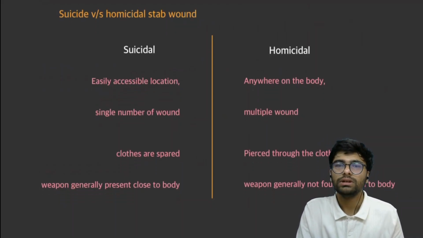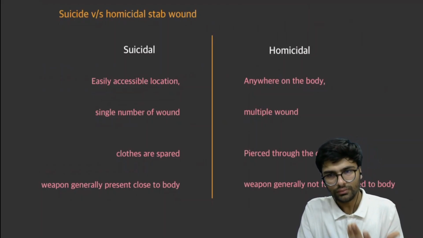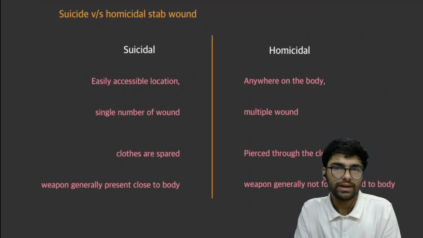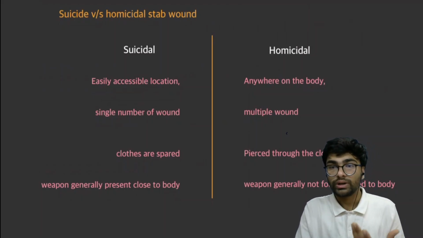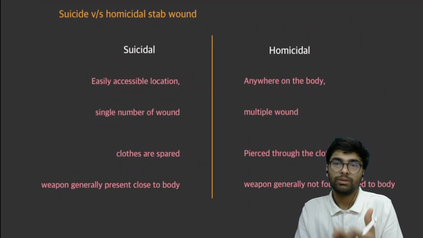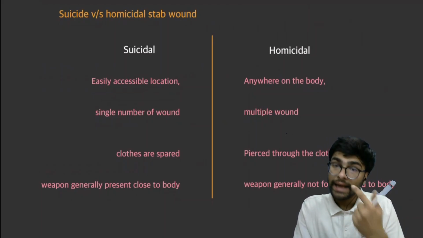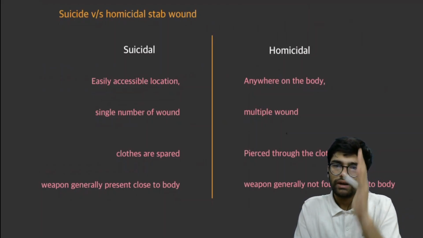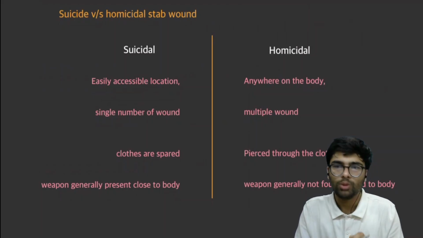Then we have number of wounds. In suicide, it is generally seen that there is a single wound, and in homicide we have multiple wounds, because the attacker doesn't want to take a chance that the person should remain alive. So he'll make multiple, irregular wounds. The depth may be variable, but it is confirmed that the wounds will be multiple. That is homicidal. Okay.